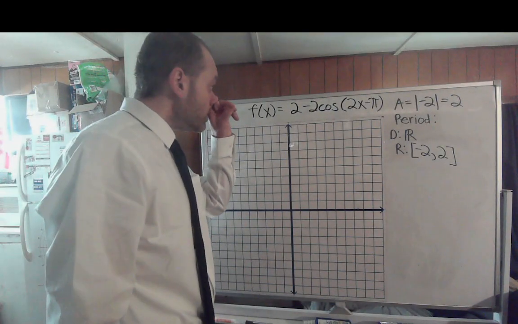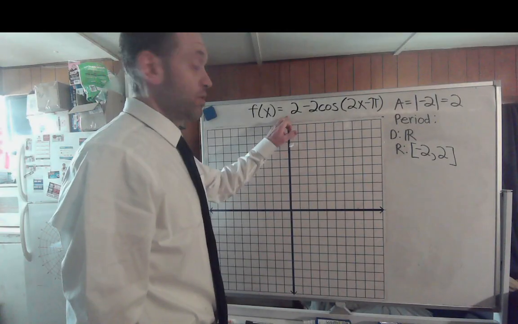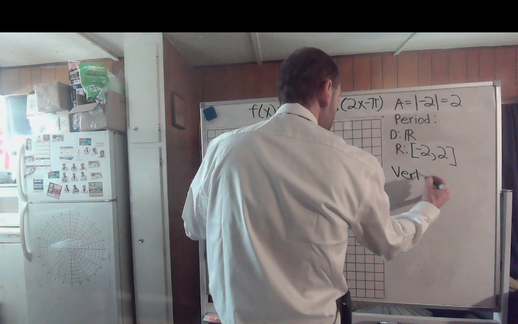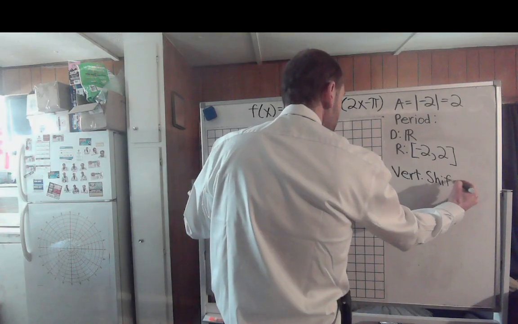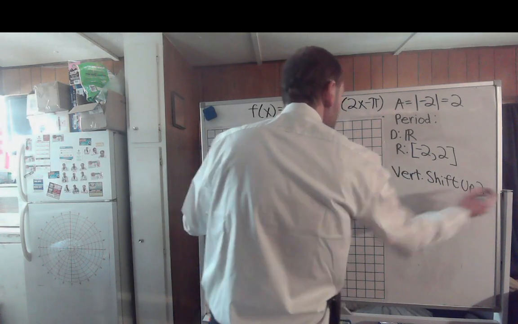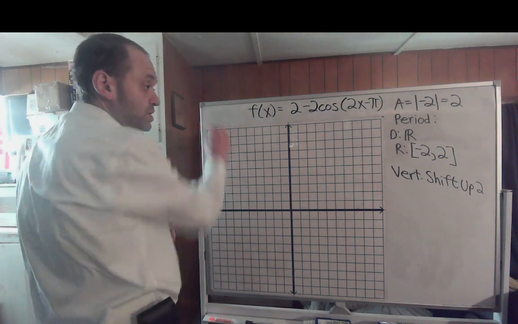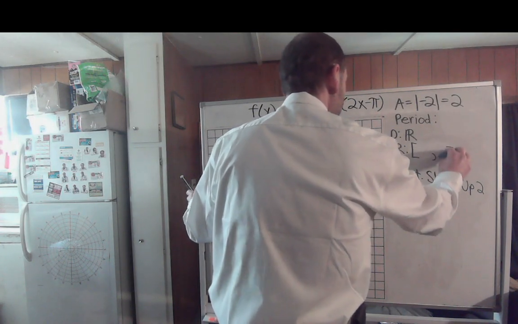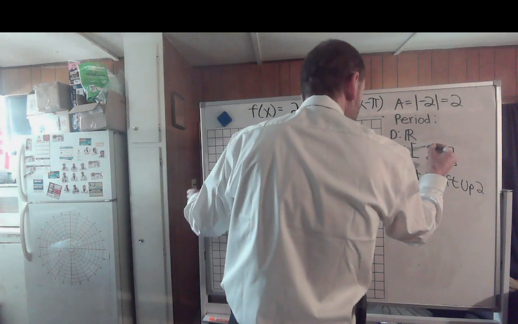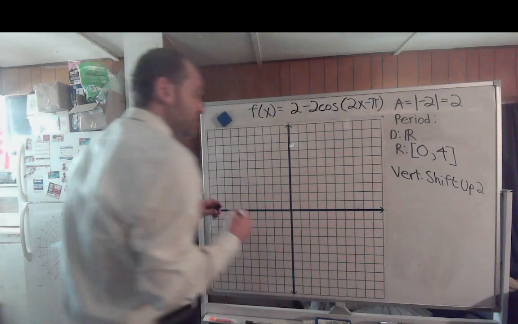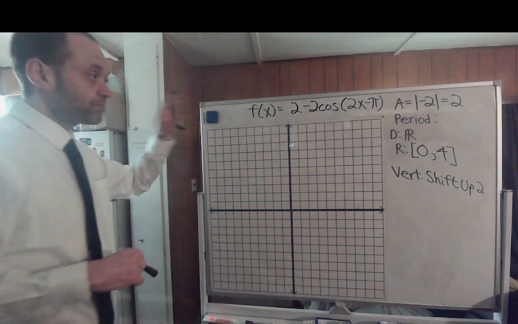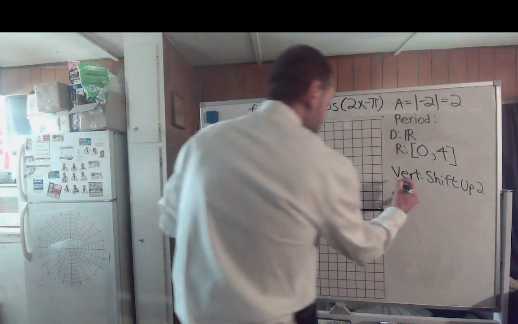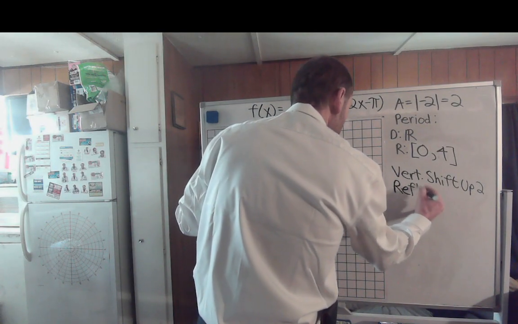And then, what do you see? You have a vertical shift up 2 units. So let's go ahead and document that. Which is going to affect your range one more time. If you add 2 to that, you'll end up getting from 0 to 4. So your range is going to become from 0 inclusive to 4 inclusive. Okay? Now, we have a reflection in the x-axis because we have a negative coefficient on the cosine.